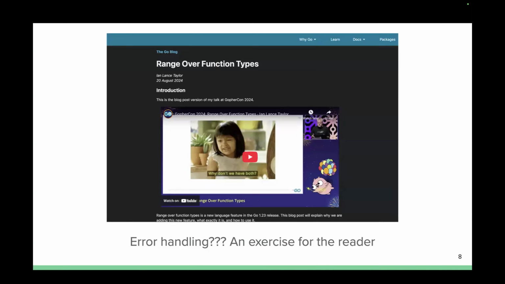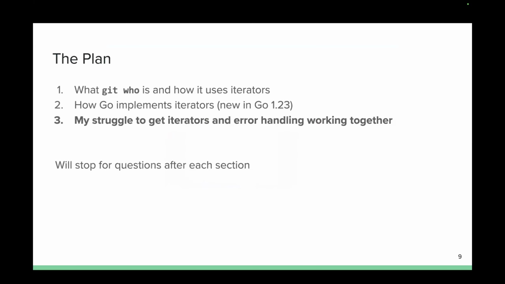This is the blog post that was released last year when iterators landed in Go. There's no mention in the blog post of error handling, so it's just like, here are iterators, figure it out. And especially as someone coming to Go for the first time, I really just had no idea how I was expected to do it. So mostly this talk is about kind of what I figured out for myself, like I mentioned before, some of the problems I ran into.